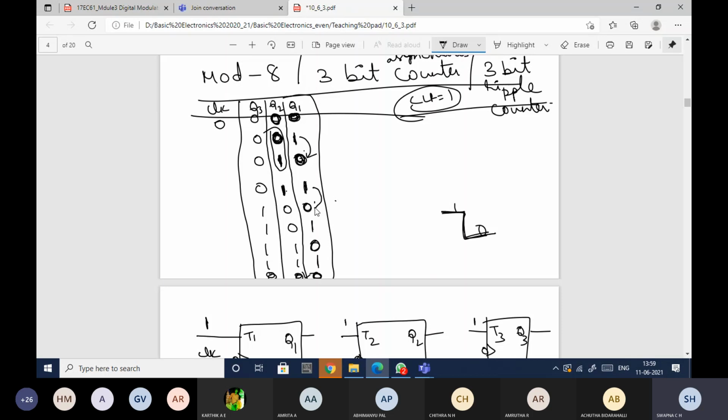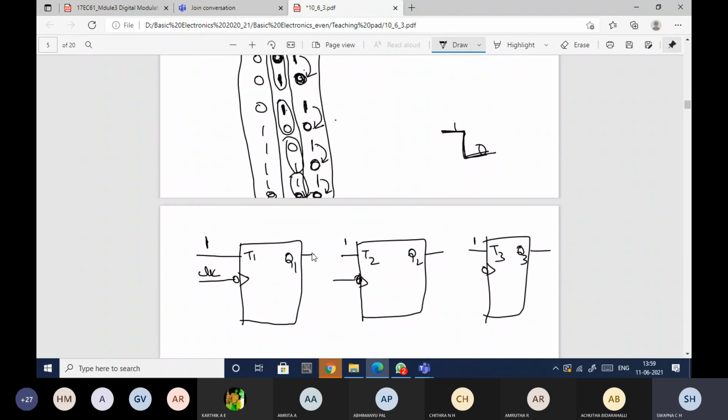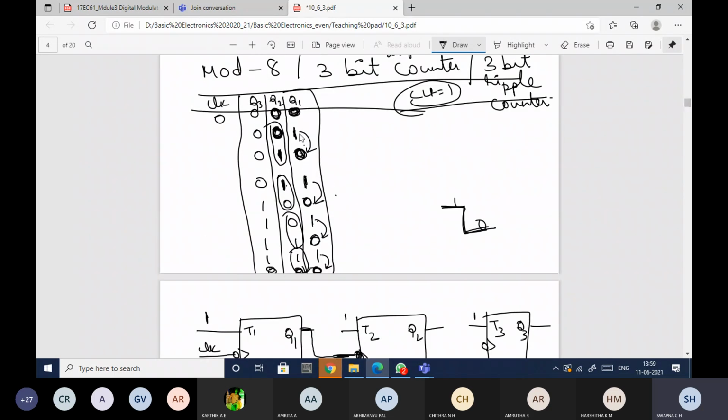Next again, Q1 is changing from 1 to 0, so here the toggling is happening. From 1 to 0 it is toggling. Again 0 to 1, no toggle. And 1 to 0, the toggling is happening. Again 0 to 1, no toggling. 1 to 0, the toggling is happening. So what I can do is give Q1 as a clock input to this second flip-flop. Whenever Q1 is changing from 1 to 0, the toggling will happen. That is what it indicates.